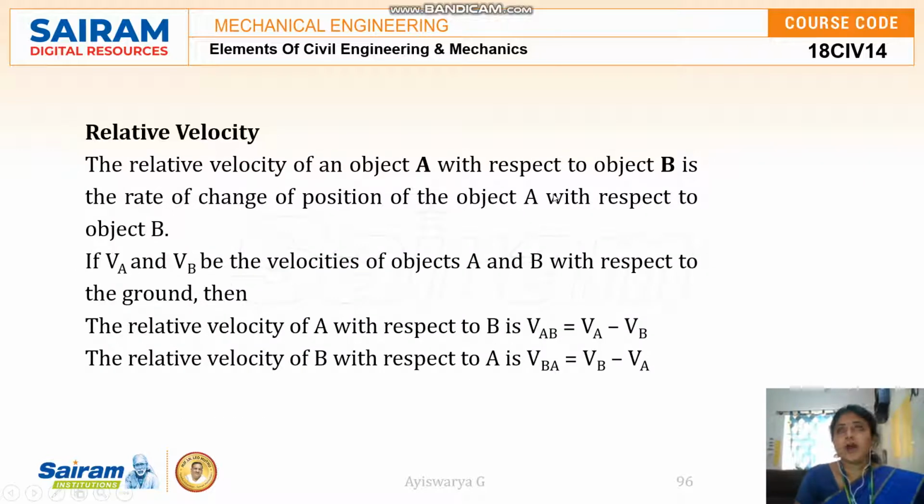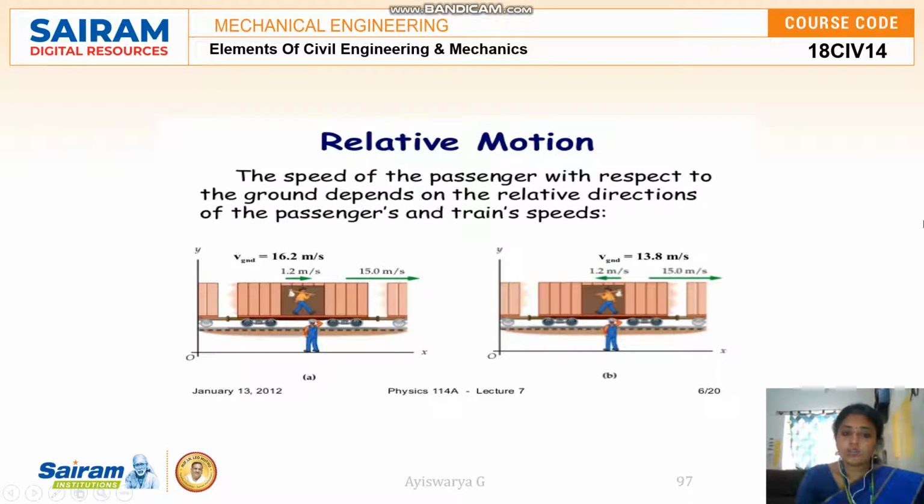So the main thing you have to note down is the difference between relative motion and relative velocity. Okay, resultant velocity means it is the summation of all the velocities existing over the frame. Okay, so I have one small example for relative motion. The speed of a passenger with respect to the ground depends on the relative direction of the passenger and train speed. So guys, here you can see that there is a person standing over here. He is watching that one person is moving over there, inside the train. So for him, you are not moving.